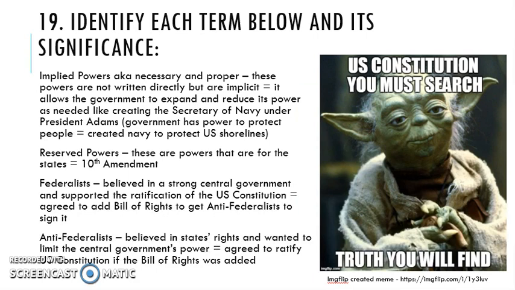So implied powers are also known as like the necessary and proper clause. So these are powers that are not necessarily written in the Constitution, but they're kind of there. They're not directly written, but they're implied. They're implicit. So it allowed the government to expand and reduce its power as needed.